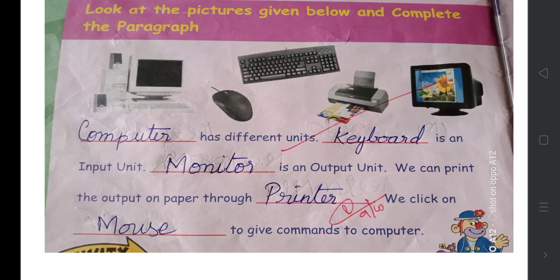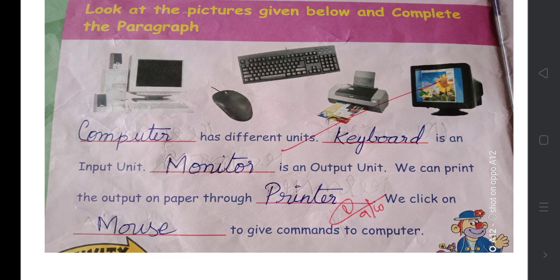Now we'll move on to the next slide. See here, a paragraph is given. You need to fill the right word in this paragraph. Computer has different units. Then the second one is dash is an input unit. Which one is an input unit? Keyboard. Keyboard is an input unit.